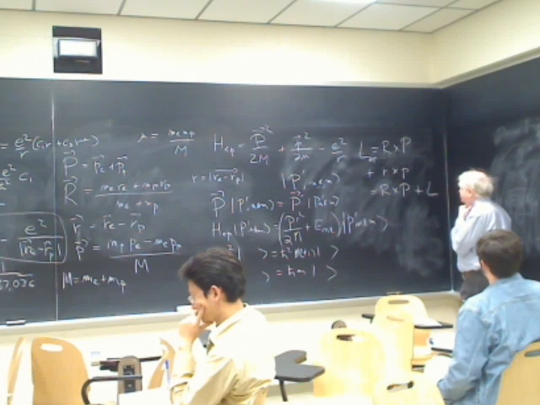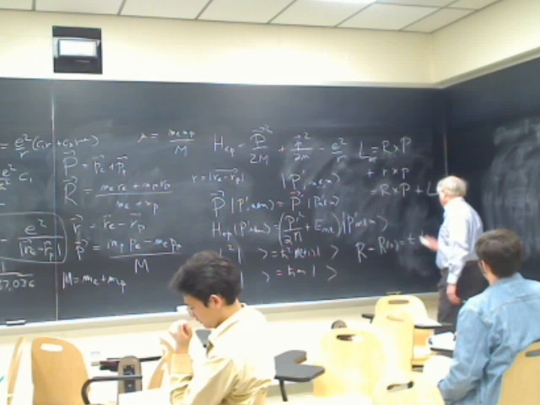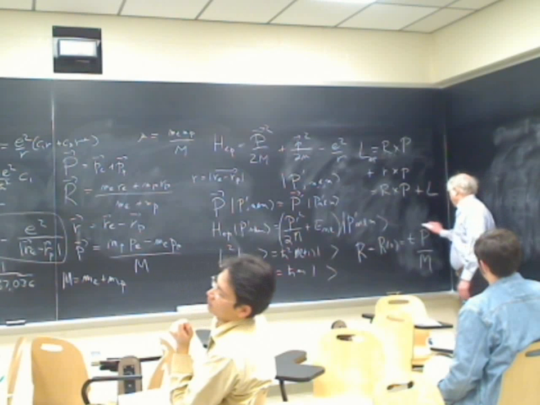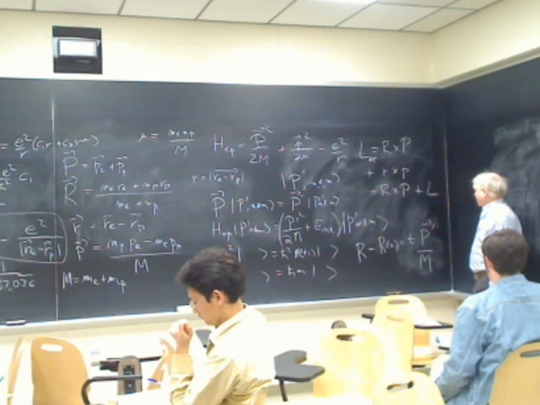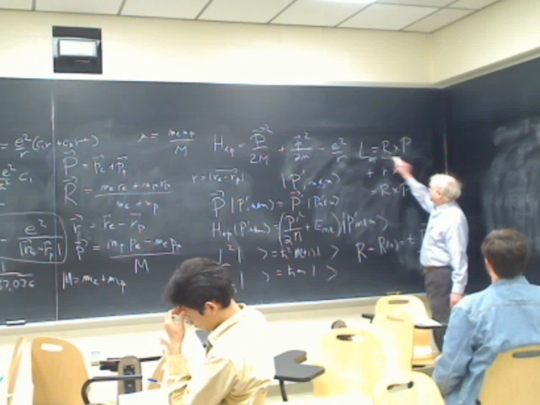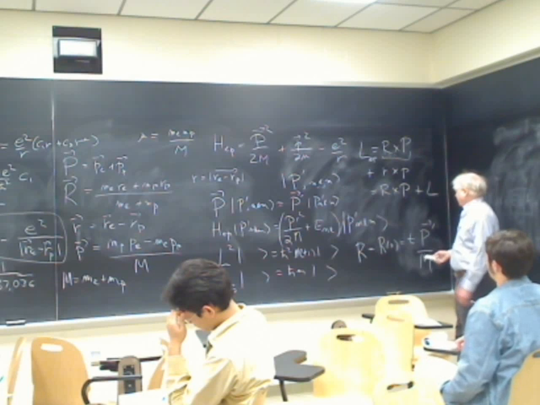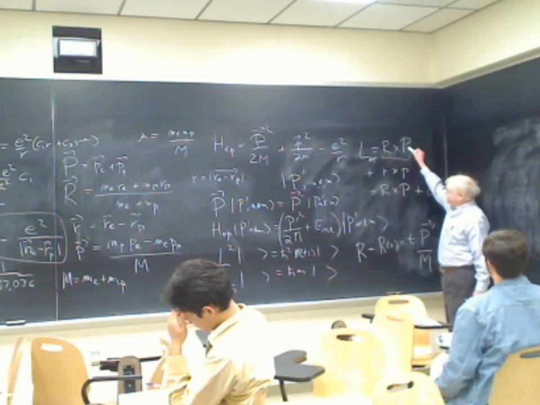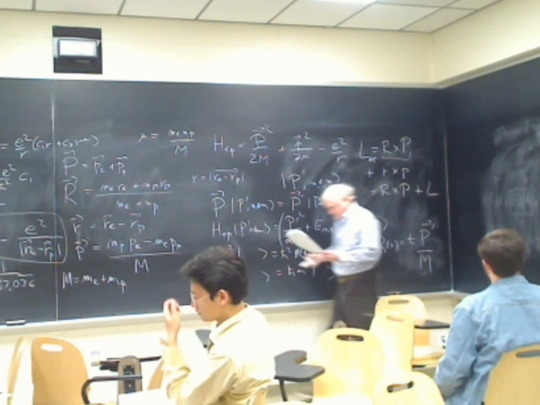Remember, you can solve in general for R. R goes as some R of 0 plus t times P over M, and P prime, which is this eigenvalue. And so consequently, this thing is a constant, because P prime crossed into P prime gives you 0. So this is just a constant overall angular momentum.